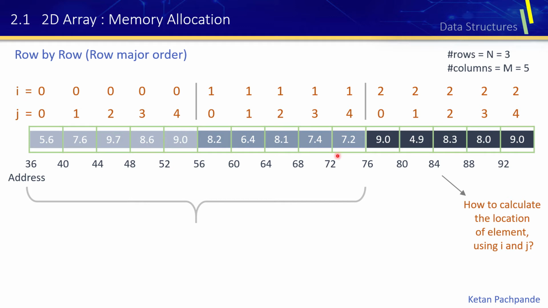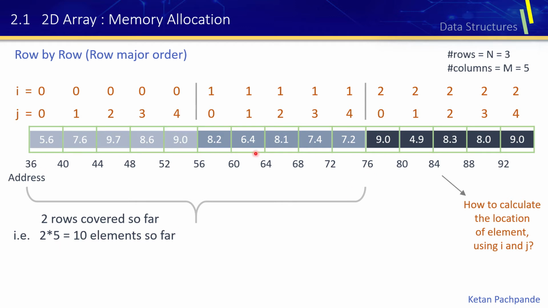Here, if I look at the arrangement, before this row, that is the second row, 2 rows are stored. So I can say the i value here indicates this is the second row, and before that, row number 1 and row number 0 are stored. So I can say the i value indicates the number of rows that are stored before this row. Let me write here: 2 rows are covered so far, up to the element 7.2, where row number 1 ends.